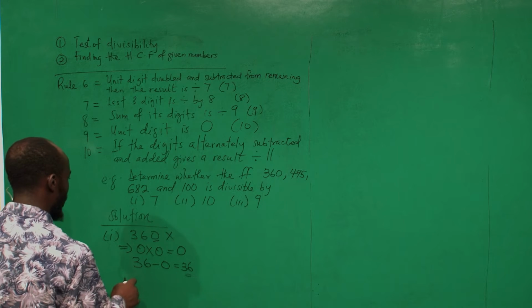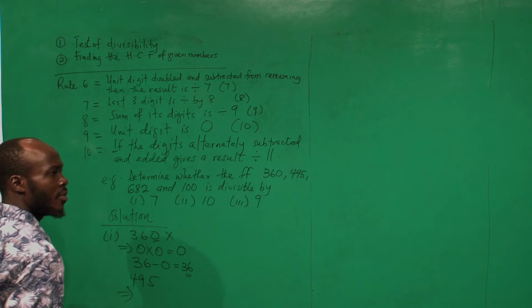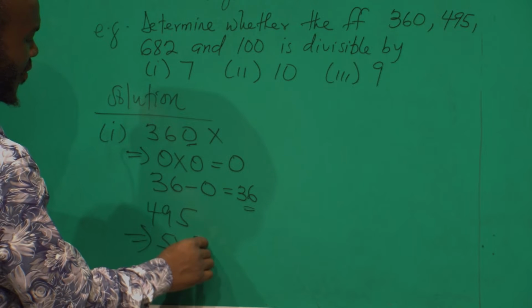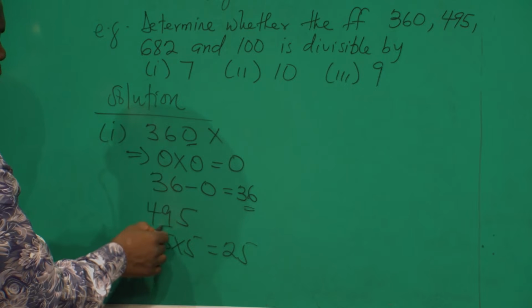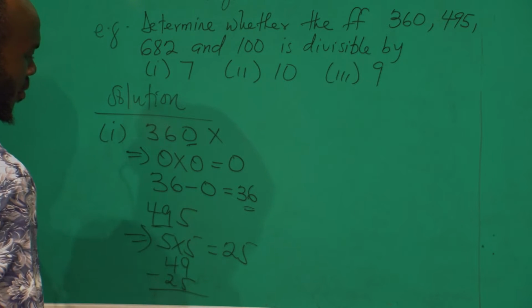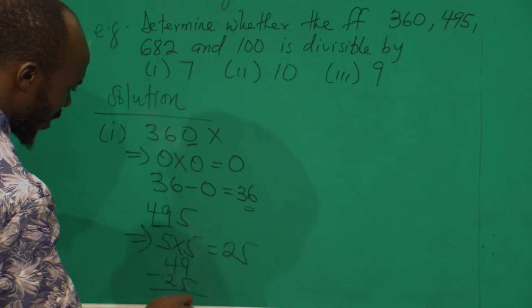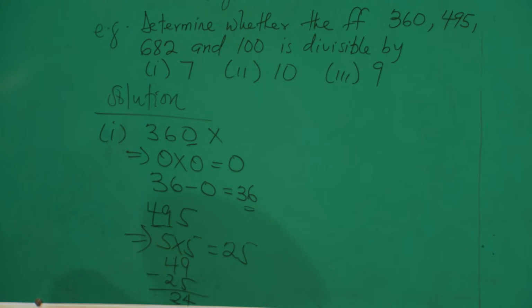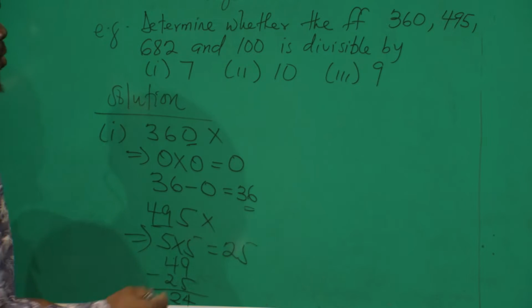When we choose the next one, which is 495, the unit digit is 5. Double it: 2 times 5, the answer is 25. Then we subtract from the remaining. The remaining is 49. So 49 minus 25. 9 minus 5 is 4, and 4 minus 2 is 2, so 24. 7 threes are 21, 7 fours are 28. So this one too, 7 can't go. So let's take the next one.